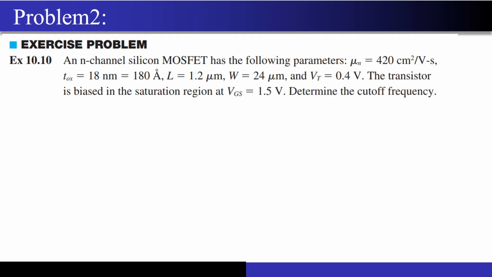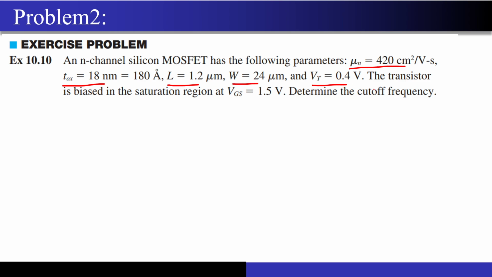Now we will be moving on to the last problem for today's presentation. This numerical is just introduced to give you a feel of the values that we get for the cutoff frequencies. So now a very simple numerical. An N-channel silicon MOSFET has the following parameters. Mu n is 420. Oxide thickness has been given. L is 1.2 micrometer. W is 24 micrometer.